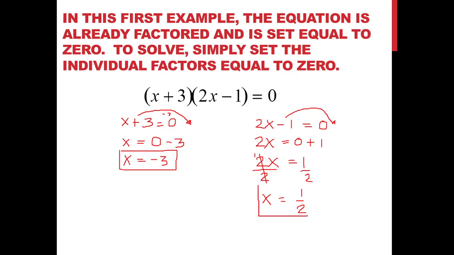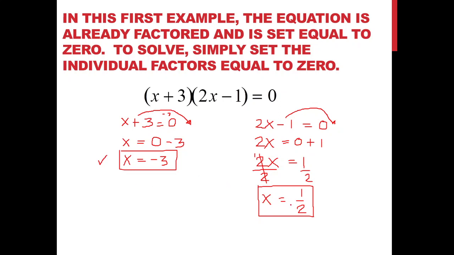Now, once you have the values of x, you need to check if you have the correct values. All you need to do is substitute each value into your main equation. Let's start with negative 3. If x is equal to negative 3, you have negative 3 and positive 3, which is equal to 0. Any number multiplied by 0 results in 0. Therefore, negative 3 satisfies the equation. So this is correct.